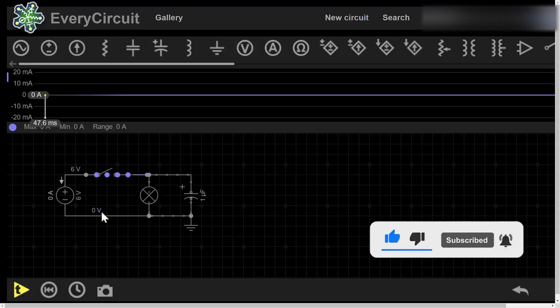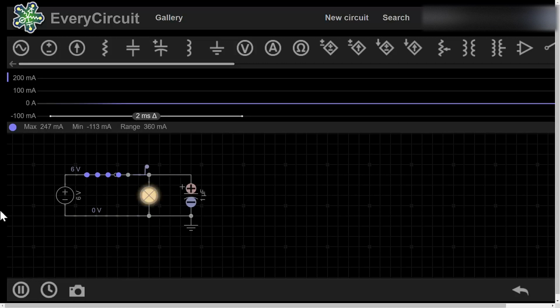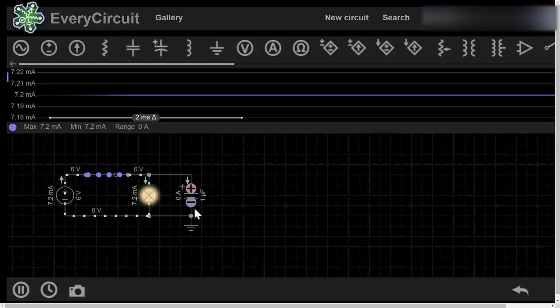I will demonstrate this basic principle of operation for you. Now I close the circuit and run the circuit simulation. You can see the lamp lights up and the capacitor is fully charged to 6 volt. After it is fully charged to 6 volt, it will stop charging and the current will stop flowing through this capacitor. The current will only flow through the lamp and then go back to the DC power supply. This lamp lights up because the current flows through it.